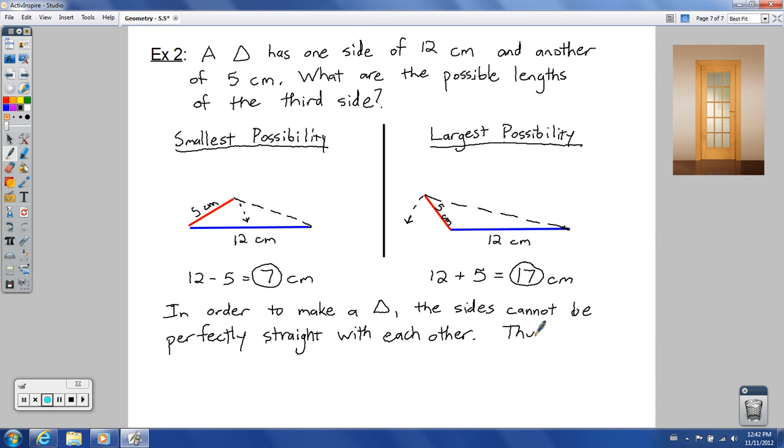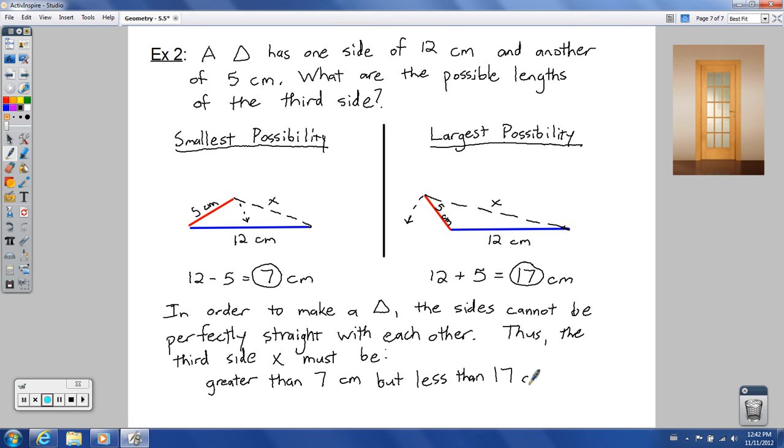Thus, the third side, and we'll call it x. We'll say this is x up here. The third side x must be, and you could write this in a couple different ways. You could write it in a worded out way: it's greater than 7 centimeters, but less than 17 centimeters. Or an equivalent way to say that, more in an algebraic expression type way, would be that 7 centimeters is less than x, which is less than 17 centimeters.